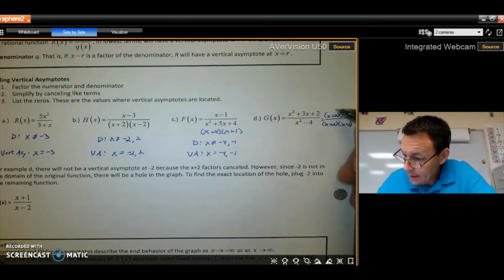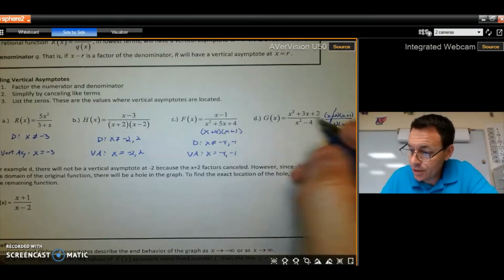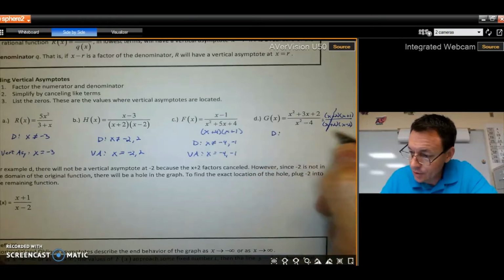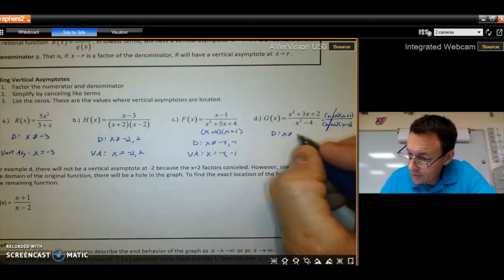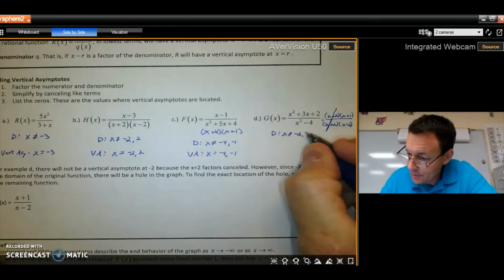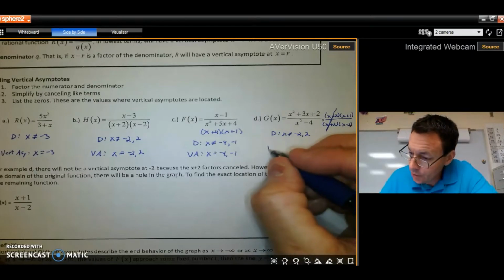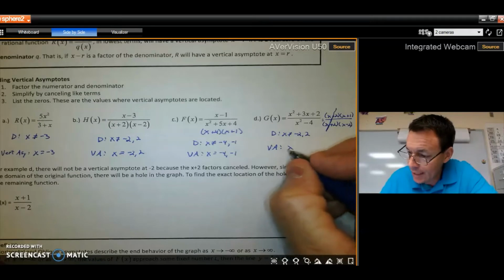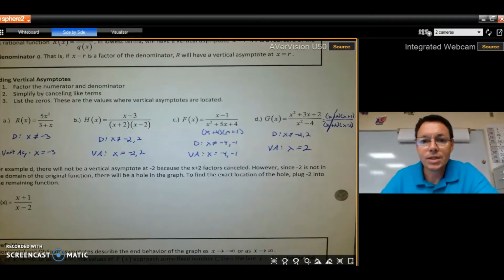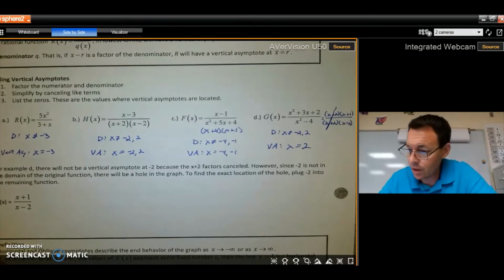Now, these two common factors are going to cancel each other. Okay? Now, that -2 is still a domain restriction. It's still an issue. So the domain for this one is still x cannot equal -2 and +2. But -2 is not going to be a vertical asymptote. The only vertical asymptote on this one is going to be the +2. So x equals +2 is going to be a vertical asymptote. Okay, so there's just going to be one vertical line that we're not allowed to cross.